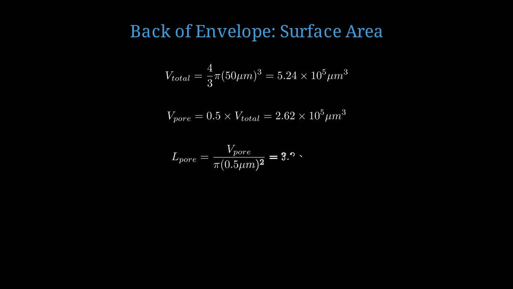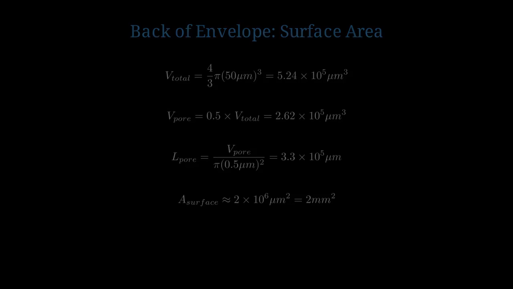If we model pores as cylinders with diameter 1 micrometer, the total pore length is about 3.3 times 10 to the 5th micrometers, or 33 centimeters worth of channels packed into one tiny bead. The internal surface area is approximately 2 square millimeters per bead. This enormous surface area makes porous beads ideal for adsorption and catalysis applications.